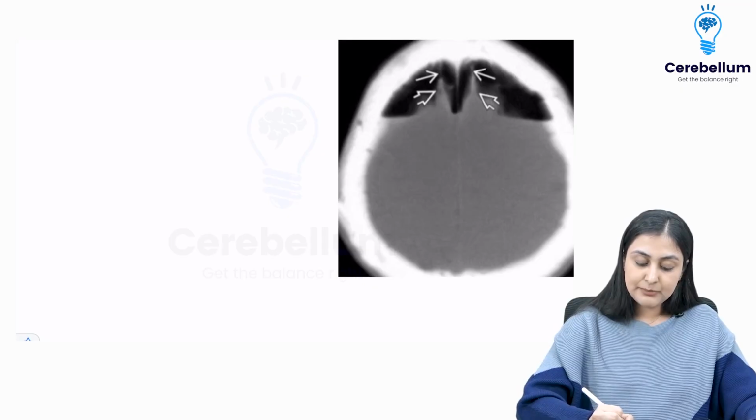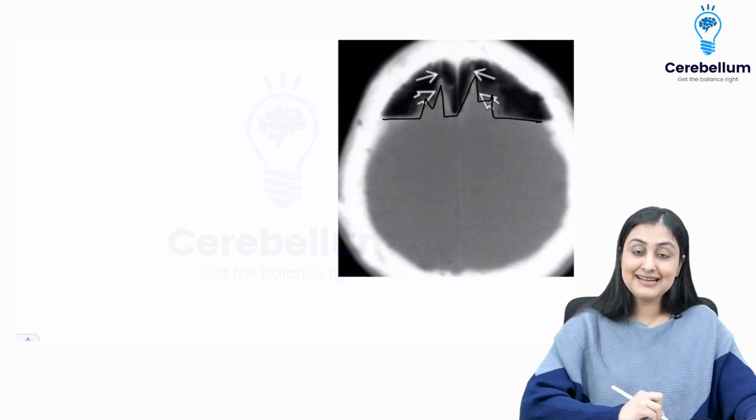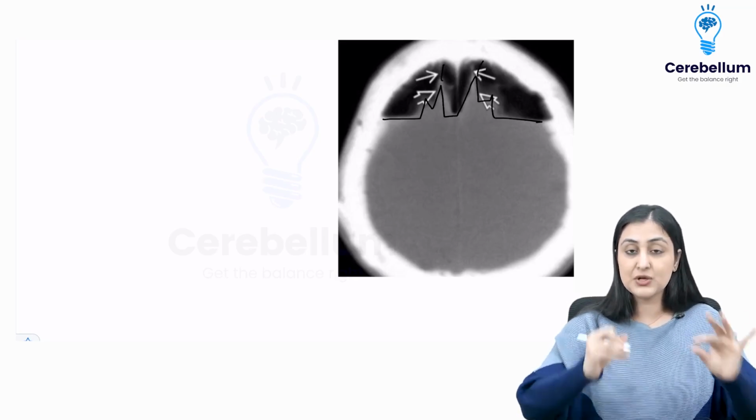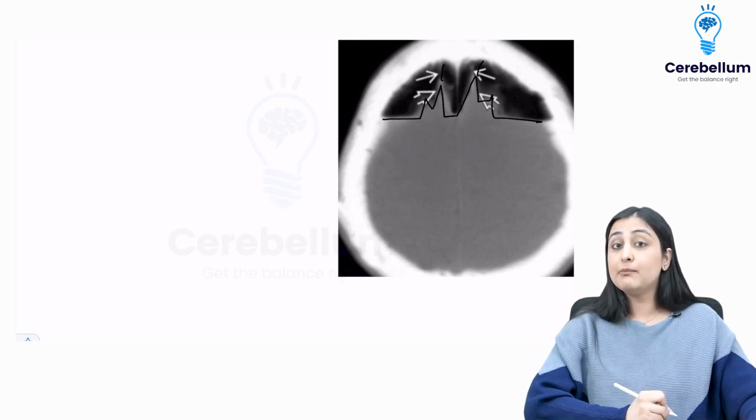But then when you see an appearance like this, where the frontal lobe is under pressure, can you see how there is this tethering of the cortical veins, because of which this kind of looks like a mountain.